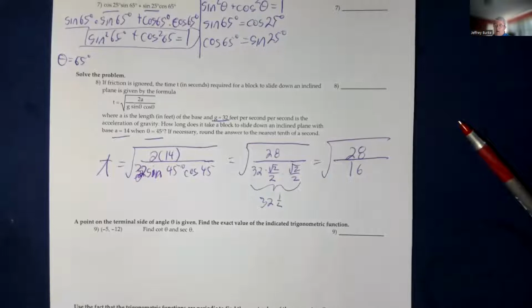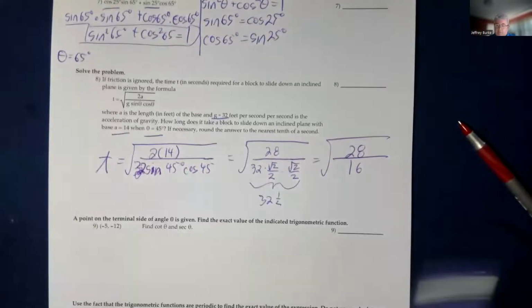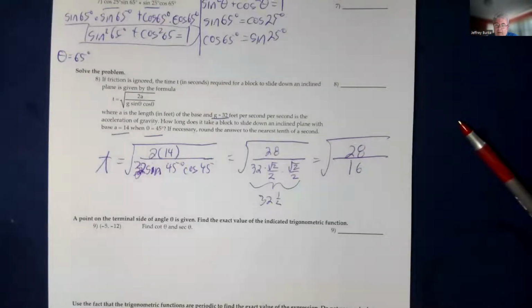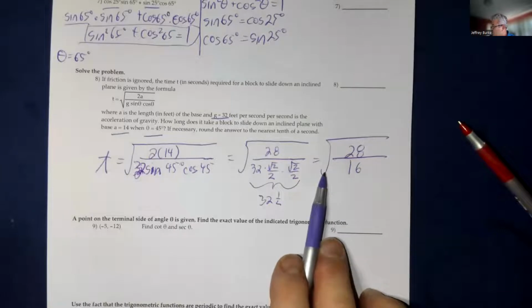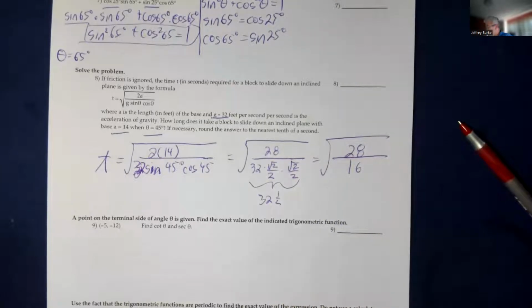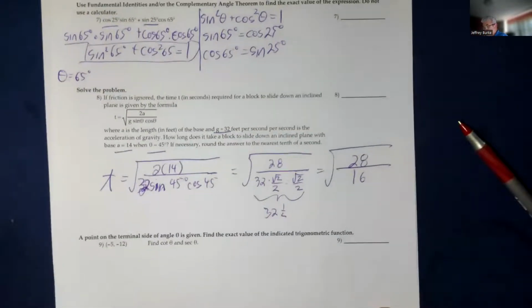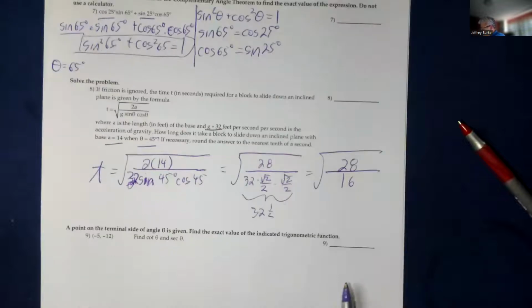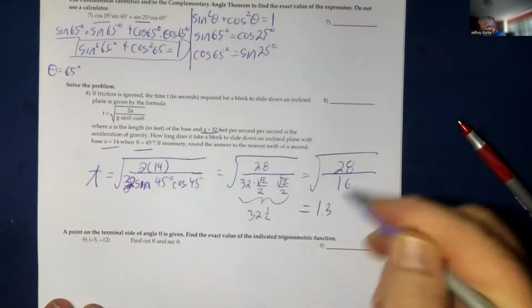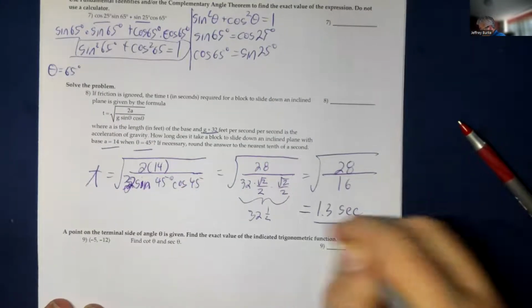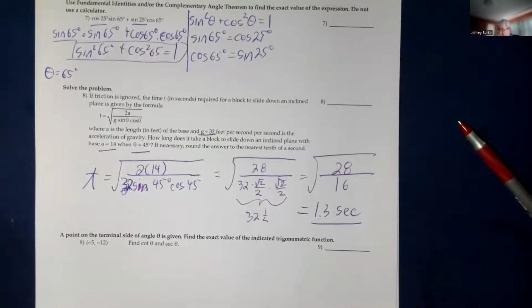Now, again, if you have a calculator that can do this in one fell swoop, go ahead and do that. If you don't have a sophisticated calculator, you can do some simplification a little bit and do the square root of 20 over 16. And for this one, we should get an answer to the nearest tenth of a second, so this is going to be equal to 1.3 seconds for pushing.